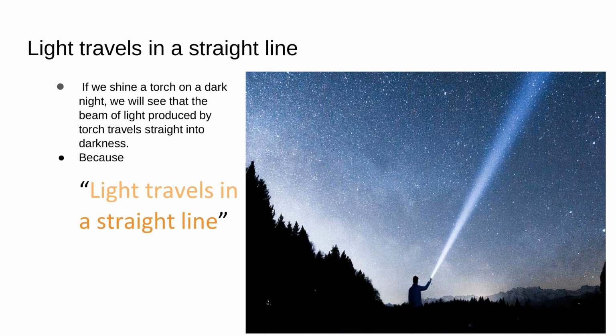Do you know light travels in a straight line? Well, you could try something. Take a torch and shine the torch on a dark night, and you will see that the beam of light produced by the torch travels into darkness because light travels in a straight line.